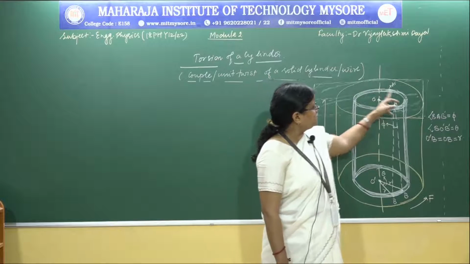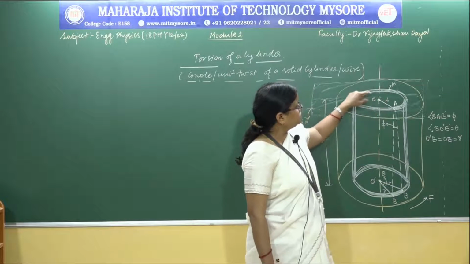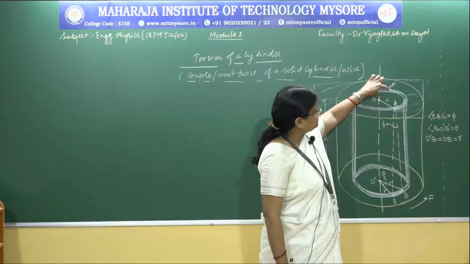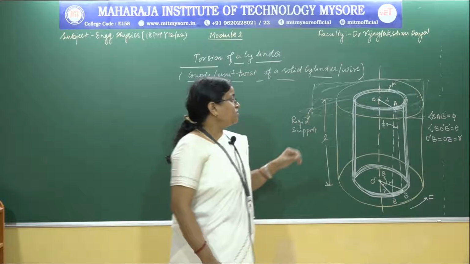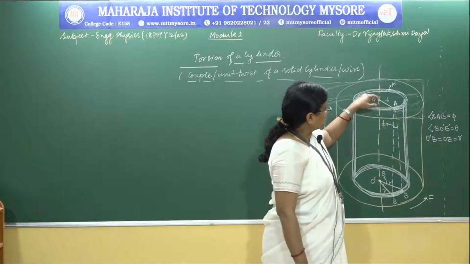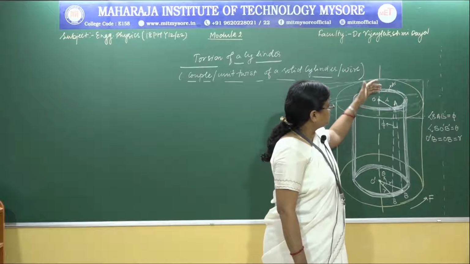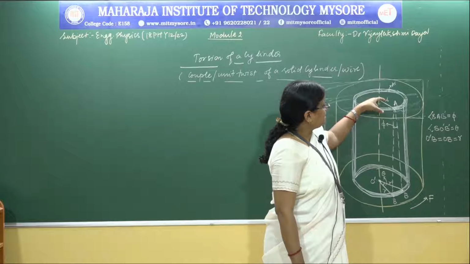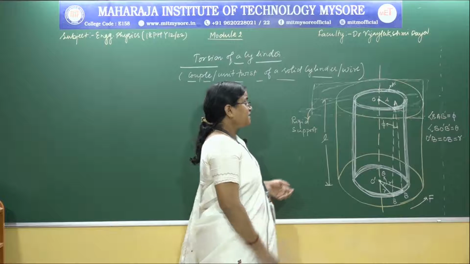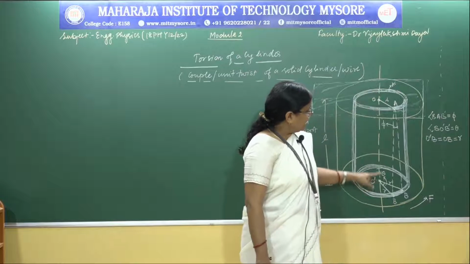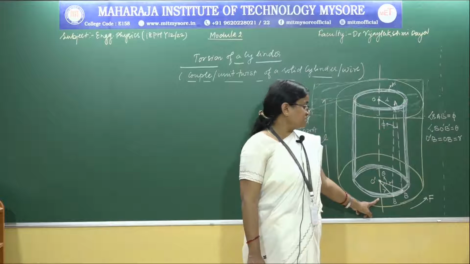Now consider two such cylindrical structures which are very close to each other, with the radius shifted by a distance dr. The inside cylindrical structure has a radius r, and the outer one, just close to the previous one, has a radius of r plus dr. Now O O dash is the axis of the cylindrical structure.